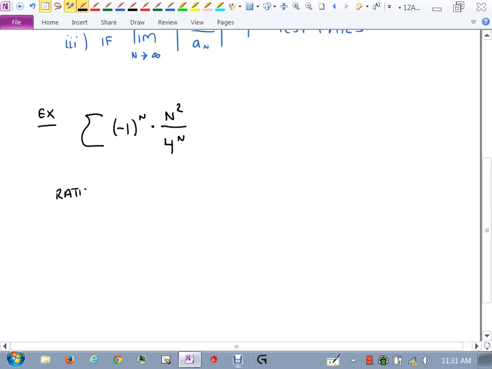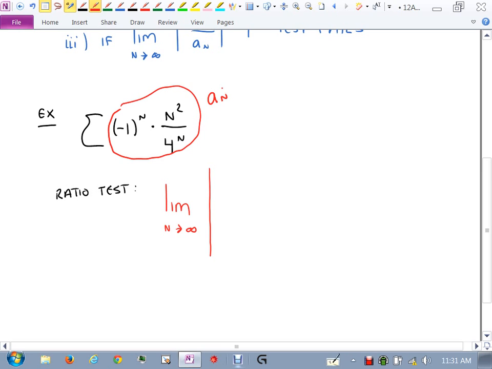Ratio test. Now, I'm motivated to use the ratio test because I see an nth power there, so I am going to start thinking ratio. So I need to set up a limit here. Limit, n goes to infinity, a sub n plus 1. What is a sub n plus 1? Well, this whole thing is my a sub n. The whole thing. Because I'm not doing the alternating series test, where I have to separate the a sub n from the alternating part. I'm looking at the whole thing as my a sub n.